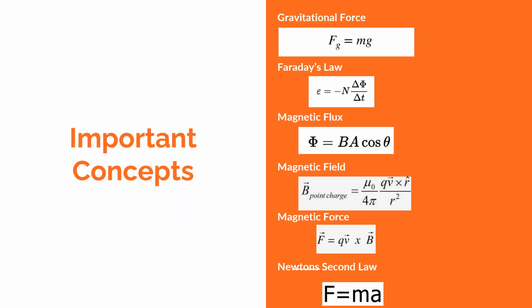In this lab, one of our main focuses was Faraday's law and how induced currents from magnetic fields act on objects. Some of the main principles that we used were the gravitational force acting on the magnet, Faraday's law for the induced EMF from a changing magnetic flux, the magnetic flux, the magnetic field, the magnetic force from that magnetic field, and Newton's second law, all acting on this bar magnet.